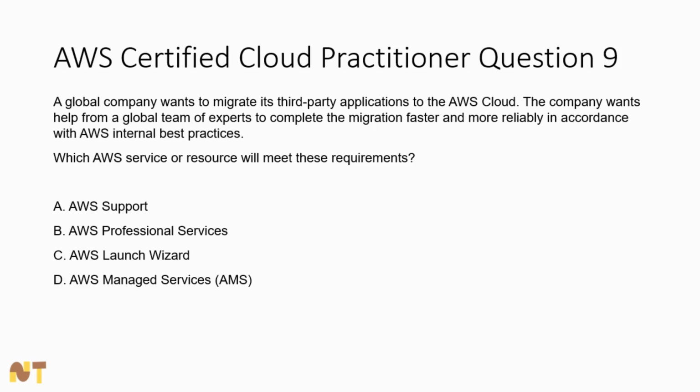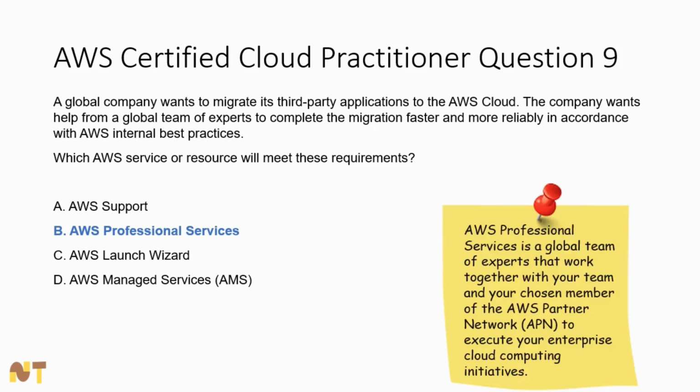A global company wants to migrate its third-party applications to the AWS cloud. The company wants help from a global team of experts to complete the migration faster and more reliably in accordance with the AWS internal best practices. Which AWS service or resource will meet these requirements? AWS Support, AWS Professional Services, AWS Launch Wizard, or AWS Managed Services. AWS Professional Services is a global team of experts that work together with your team and your chosen member of the AWS Partner Network to execute your enterprise cloud computing initiatives. Hence, the correct answer is B.